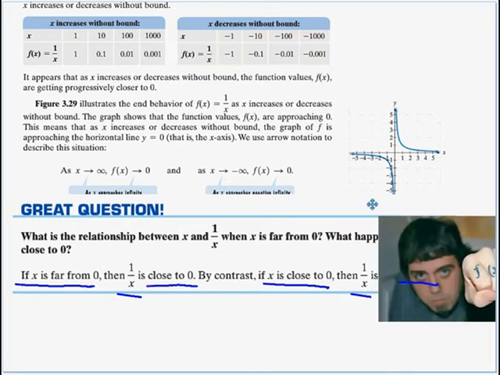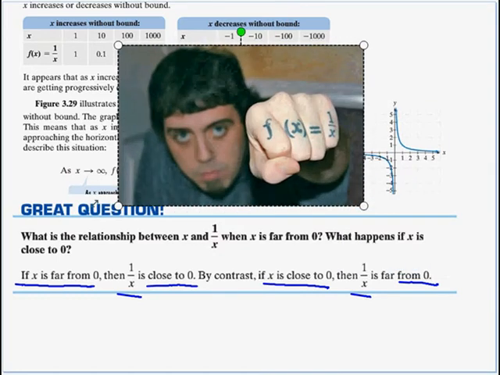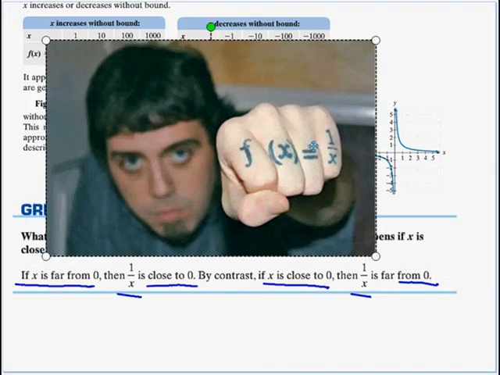And I did like this. I had to throw that in there. Neat little tattoo there on his knuckles, the reciprocal function.